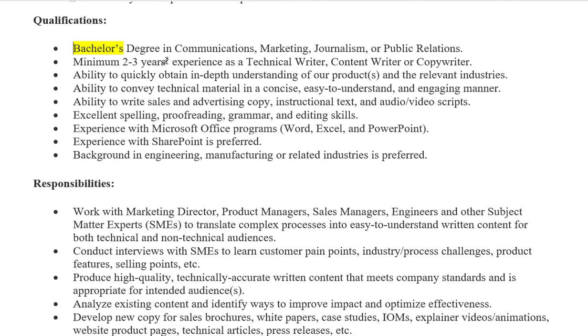We also hear that we have years of experience in technical writing, content writing, or copywriting. And then we begin to get into more of the skills and experience that's necessary. So, ability to obtain in-depth understanding of our products and relevant industries. So again, we see that word product in there. So this is getting me thinking, I looked at this information on the BLS. There seems to be a lot of connection, at least with the purposes of this ad, to more of the global trends of a technical communicator or a technical writer.